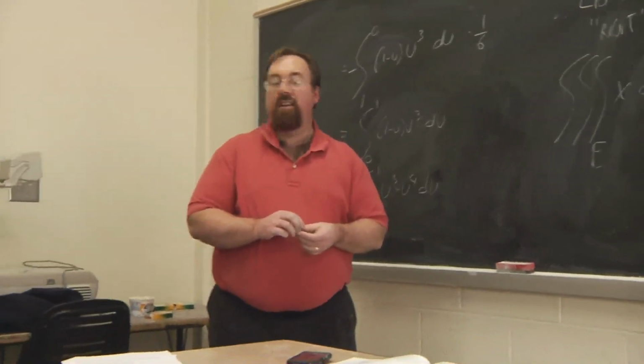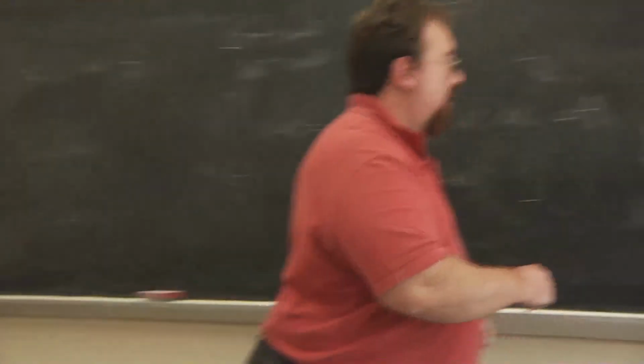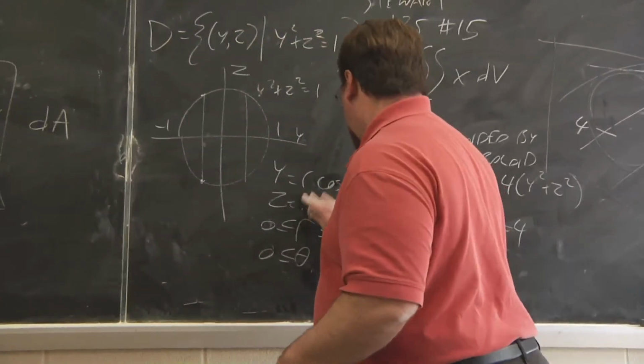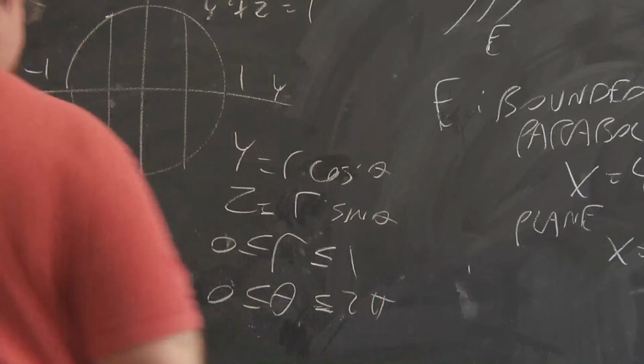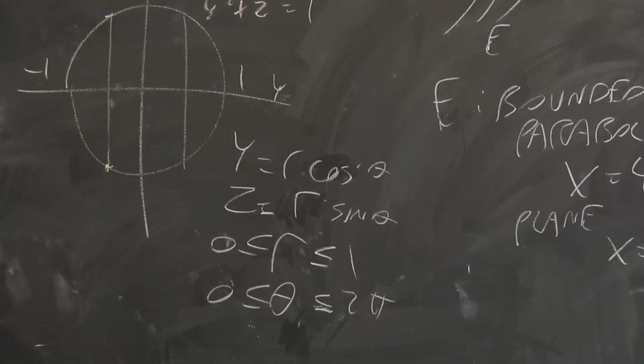Yes? It says z equals zr sine theta. Oh, that should just be r sine theta. Yeah. So I chose it because y was playing the role of x. I really could have done either one in this case.